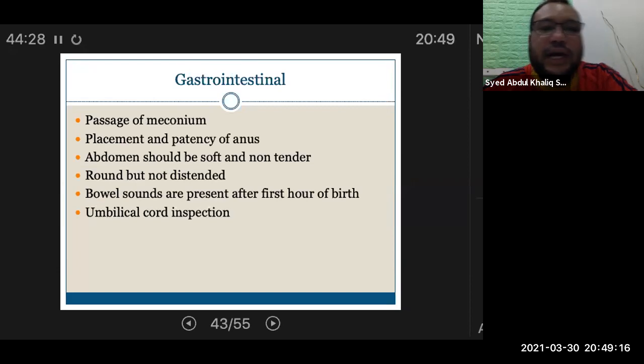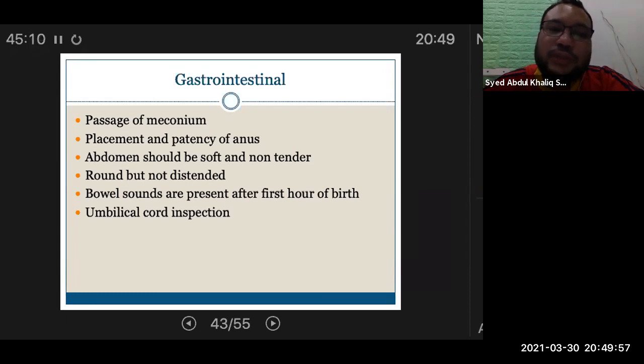Okay, alright. And then GI, again, assess the passage of meconium. Sometimes something like cystic fibrosis may present with meconium plug. Look for patency of the anus. I've seen people missing imperforate anus. We only notice after a few days of life, and that is a problem. You should not miss imperforate anus. So check the anus. Passage of meconium does not mean the anus is normal. The anus is patent, because sometimes they may be passing through, for example, a recto-vaginal fistula.